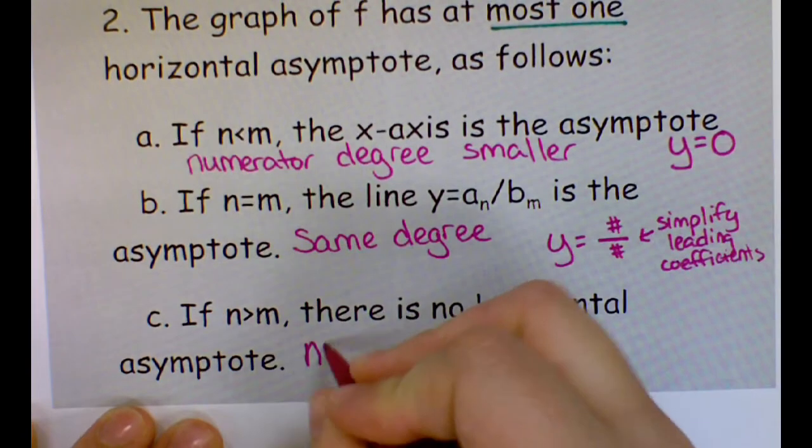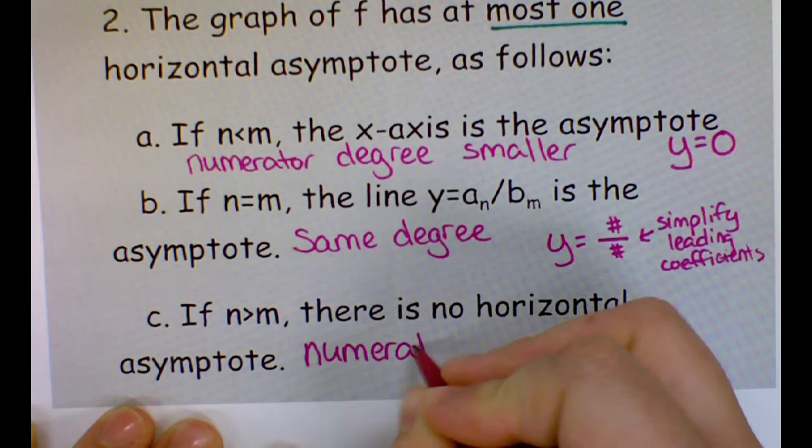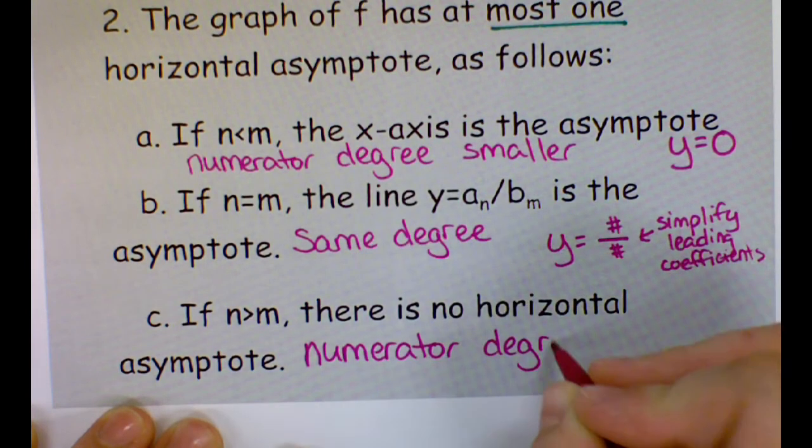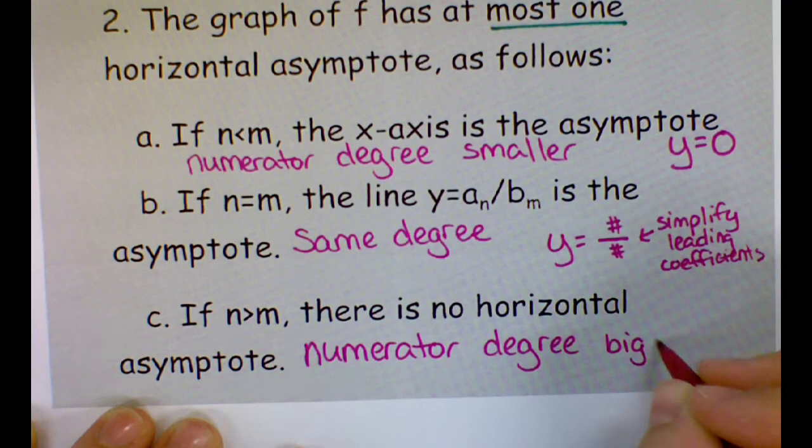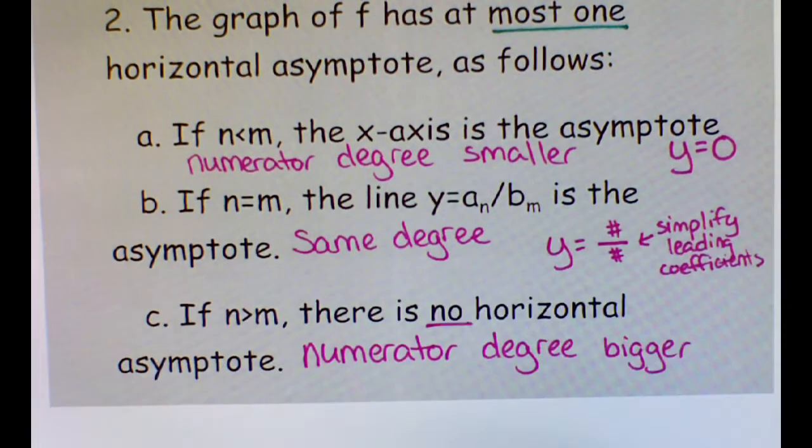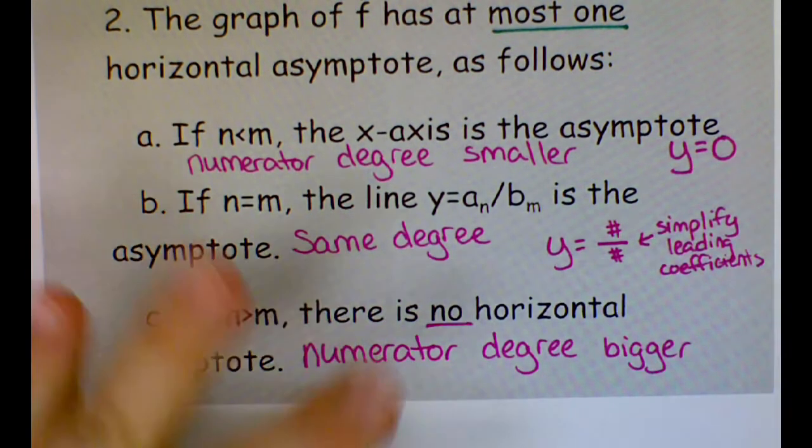So if the numerator degree is bigger, there is no horizontal asymptote if the numerator has a bigger degree.